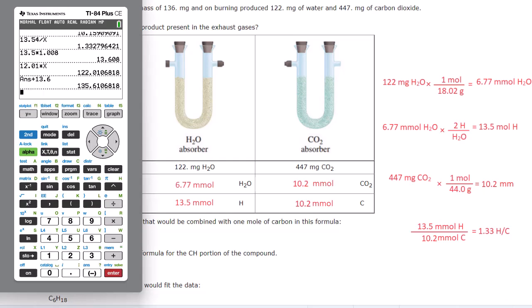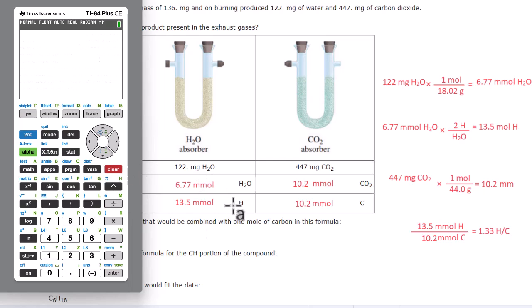I'll get my calculator. I'll clear it. And I'll take my hydrogen, my 13.5 millimoles, and multiply by the atomic mass of just hydrogen, 1.008. I remembered that. It's used often enough. That's going to be the mass. In this 136 milligrams, there's 13.6 milligrams of hydrogen, the light atom.